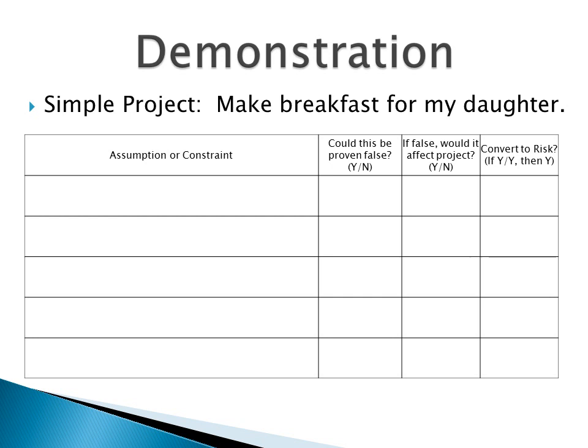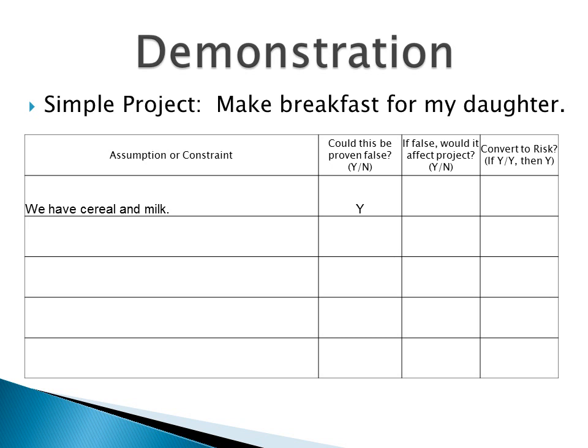Now I'm going to demonstrate how to use the assumption and constraint analysis template for a simple project. The project that I will use is making breakfast for my daughter. If I were to use the template to analyze the assumptions and constraints for this project, it would look something like this. First, I'm going to assume that we have cereal and milk, which is what she likes for breakfast.